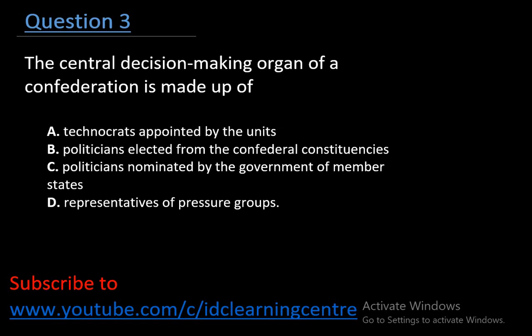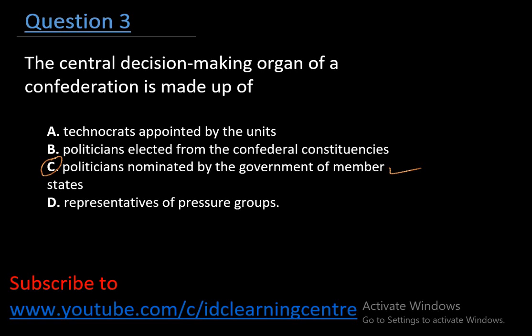Alright, I want you to know that the central decision-making organ of a confederation is made up of politicians nominated by government of member states. There is even no central legislature, because the legislatures of the confederating states remain and make laws for the units. Therefore, the right answer is C. So, politicians nominated by the government of member states.